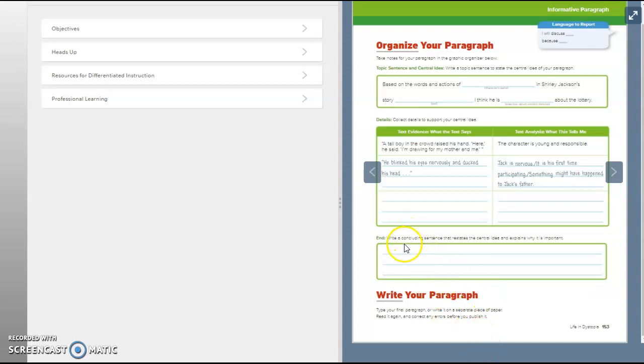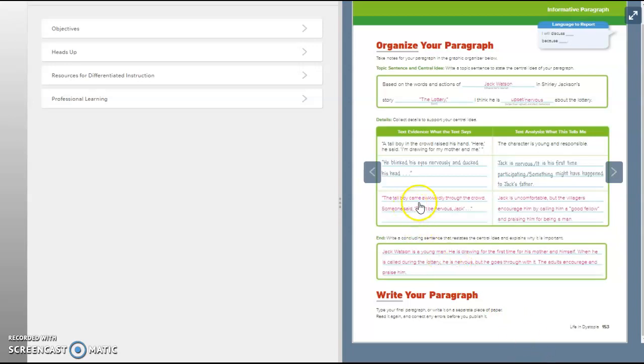It says write a concluding sentence that restates the central idea and explains why it is important. The central idea would be, well, let's take a look. "The tall boy came awkwardly through the crowd." Someone said, "Don't be nervous, Jack." So that tells us Jack's uncomfortable, but the villagers are encouraging him by calling him a good fellow and praising him. So the central idea right here: Jack Watson is a young man. He is drawing for the first time for his mother and himself. When he is called during the lottery, he is nervous, but he goes through with it, and everybody encourages him.